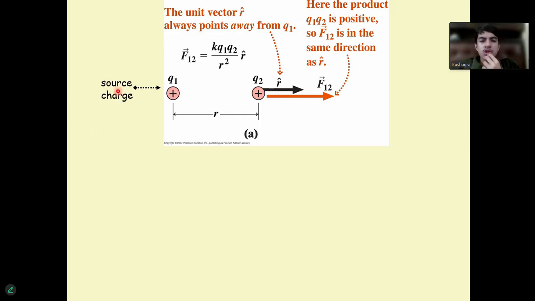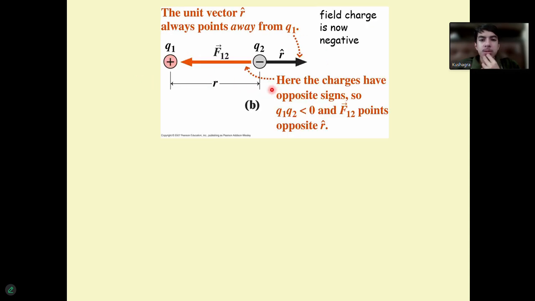So this is the source charge, and this is our field charge. Q1 is the source charge, and Q2 is the field charge. The unit vector r always points away from Q1. So this r cap always points away from our original source charge. The field charge is now negative. Here the charges have opposite signs, so Q1 Q2 is less than 0 and F12 points opposite r cap. So r cap is in this direction and F12, the Coulomb force, is in that direction.